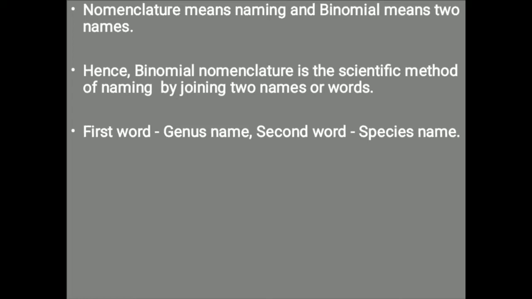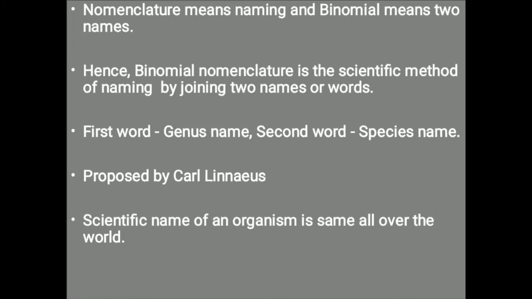And this method of scientific naming was proposed by Carl Linnaeus. The peculiarity of the scientific name is that it is the same all over the world. The scientific name of an organism is the same all over the world, and it does not change or vary like the local names.